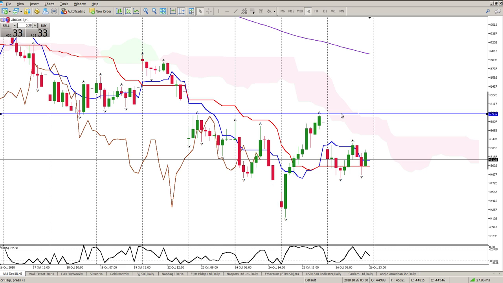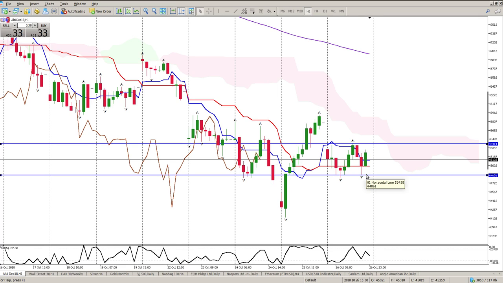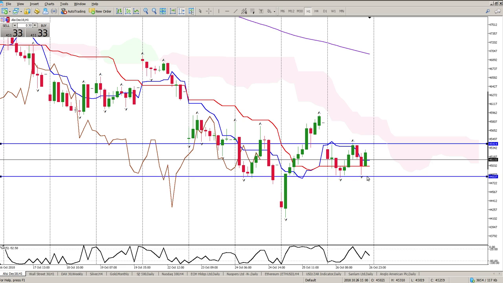We'll look to see what happens pretty much at these two levels. So we're looking for the high and low of Friday. So 44,820 and 45,400. Those are the two levels we're watching.